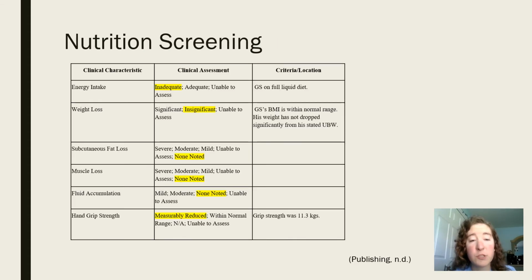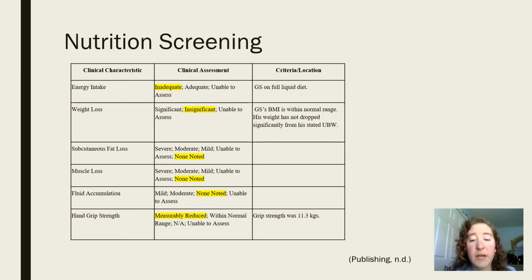Here is the nutrition screening. GS had an inadequate energy intake related to him being on the full liquid diet. There was no significant weight loss. His weight hadn't really dropped a whole lot from his stated usual body weight, and his BMI was within normal range. There was no subcutaneous fat loss or muscle loss noted. There was no fluid accumulation noted, but his hand grip strength was measurably reduced.